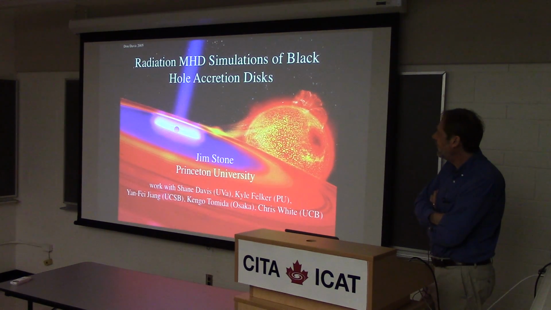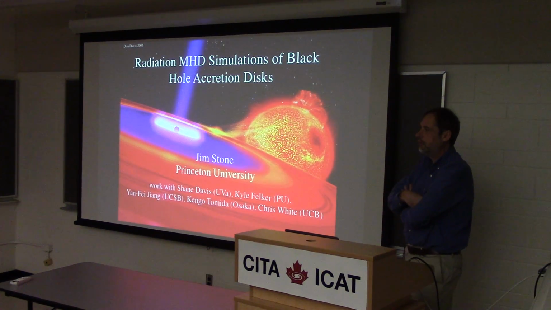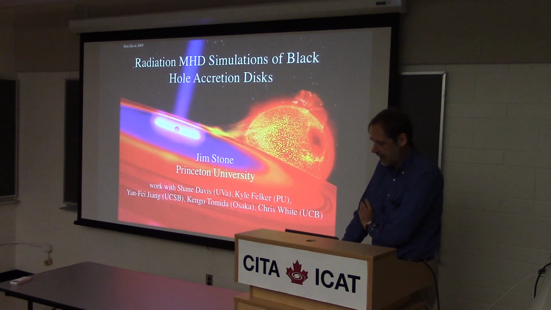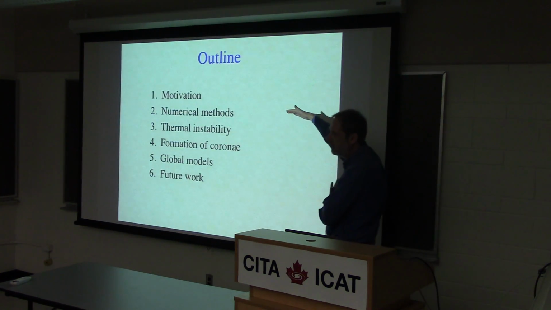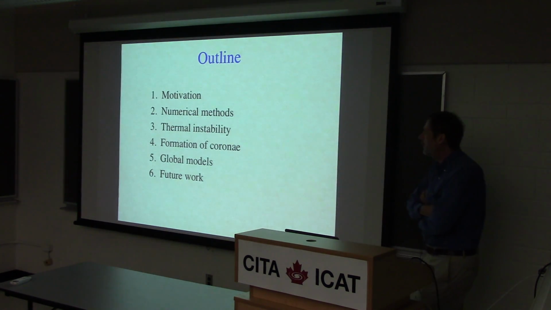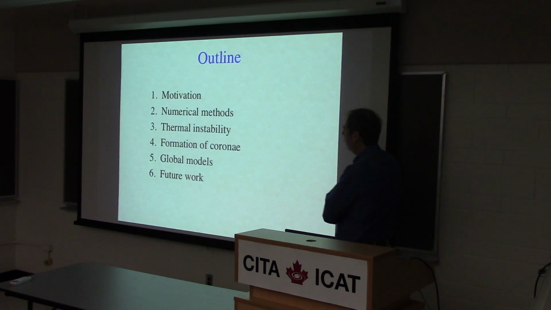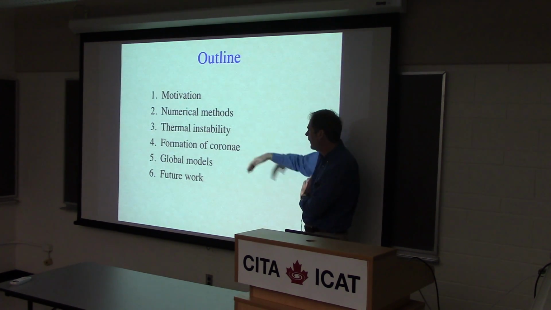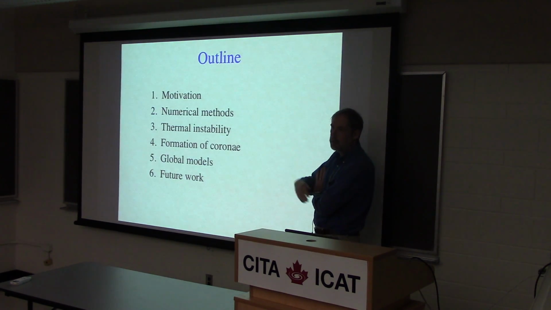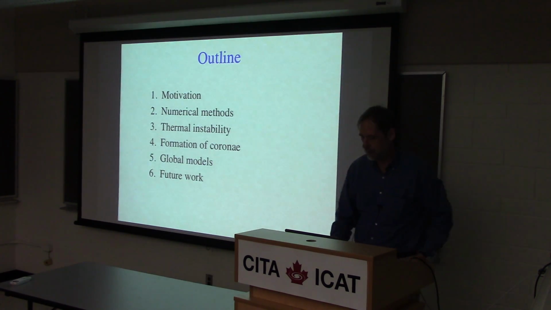And this work is all about radiation MHD simulations of black hole accretion disks. So these are luminous accretion flows where we have to worry about the radiation field. And I want to tell you some of the latest work that we've been doing in trying to understand these flows. So I first want to motivate why we want to study this regime, tell you about the numerical methods that are necessary for doing these kind of problems. And then I'll give you some selection of results from the last 5 years or so. Some new understanding on thermal instability in radiation-dominated disks, a new mechanism for forming corona above accretion disks, and tell you some results from global calculations of these accretion flows.